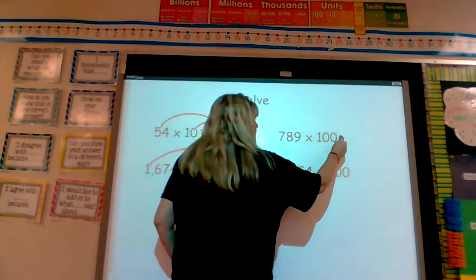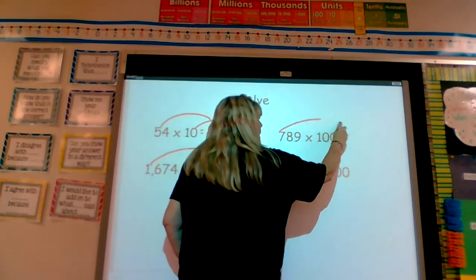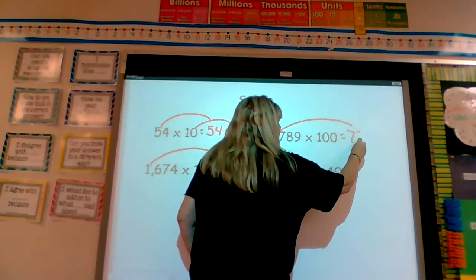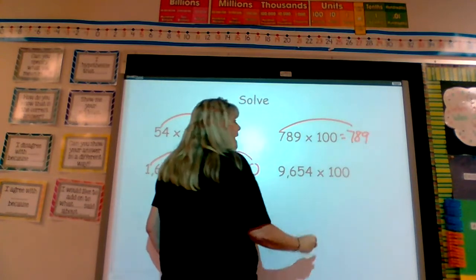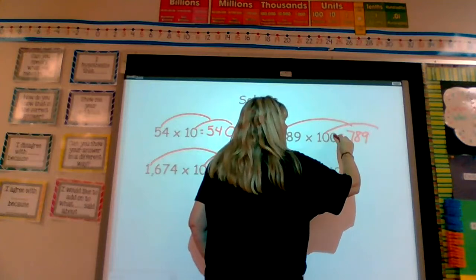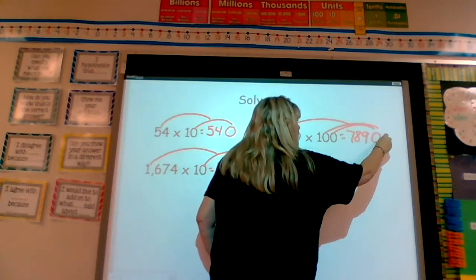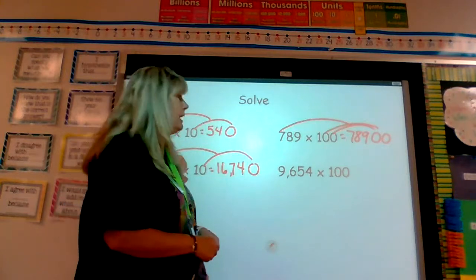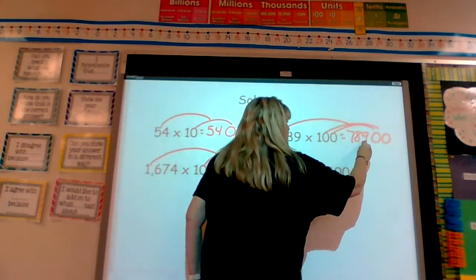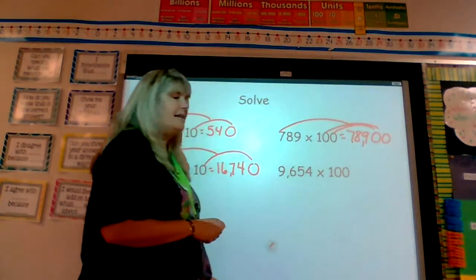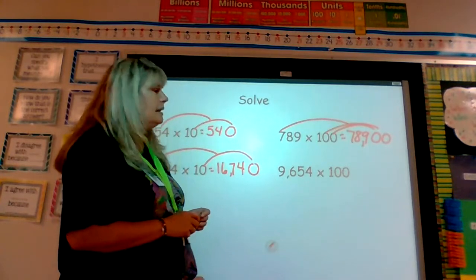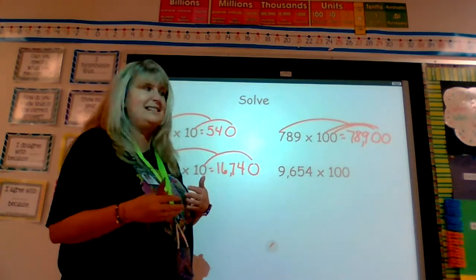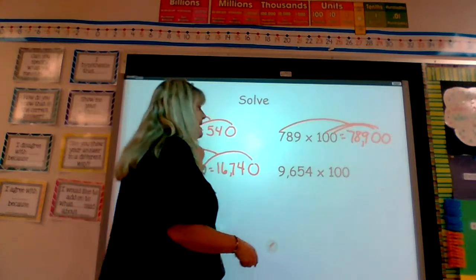Let's look at this one. So I'm going to take the whole 789 and I'm going to take both of the zeros from 100. So if you have 789 and you multiply it by 100, go back and put your comma in, it makes 78,900. I hope you're starting to see the pattern that's going on with this.